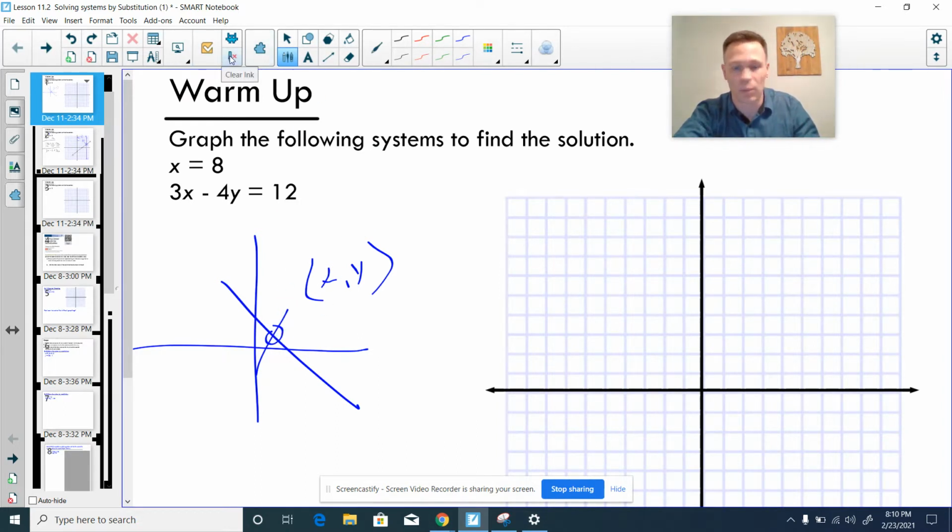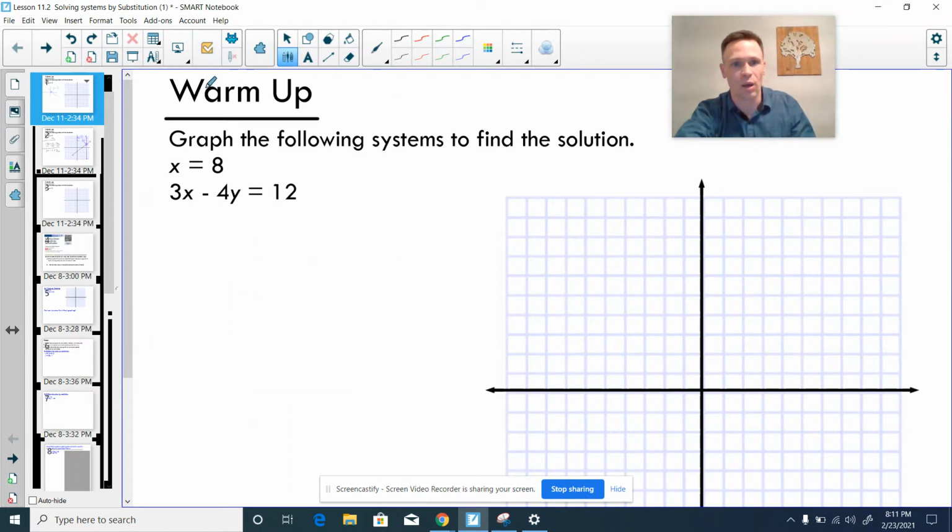So I'm going to go through the first one with you, and then we're going to relate this system to what we're going to do today. So at the end of the day, we are going to learn a brand new method called substitution, and we will not be graphing at all. We'll be able to find the same exact answers without graphing. That's the goal. All right.